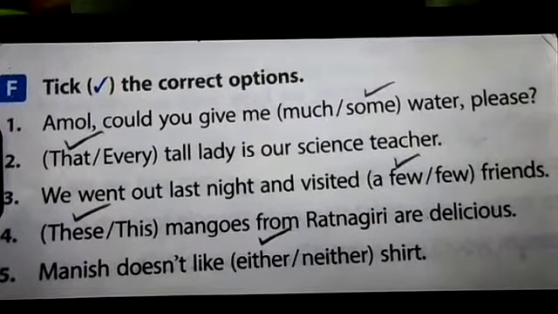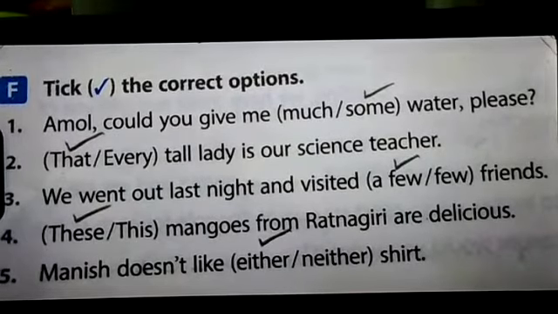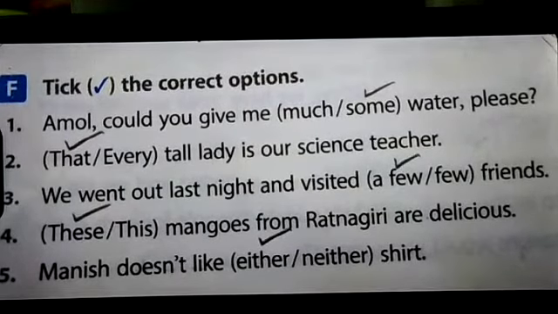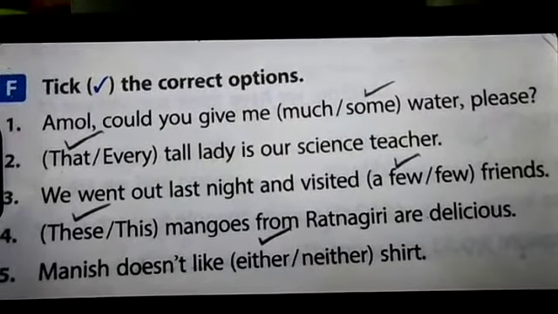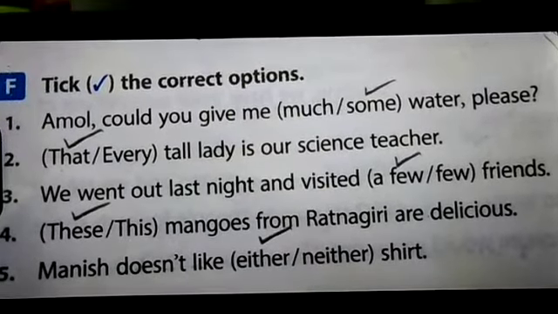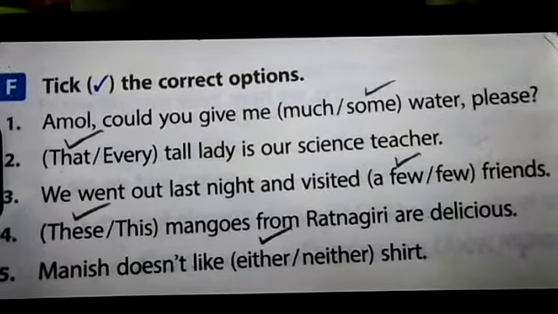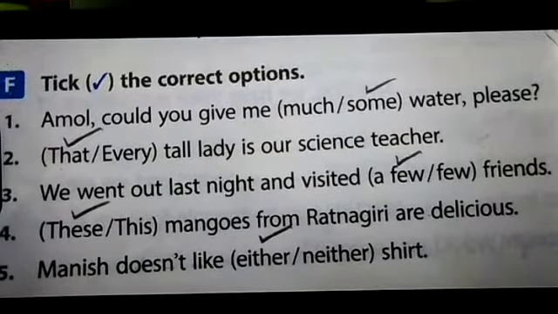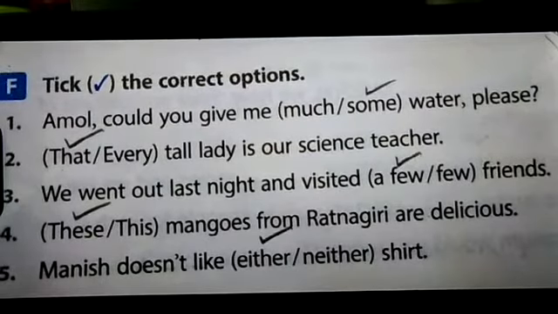Now take the correct options. Amol, could you give me some water please? Second one, that tall lady is our science teacher. Third one, we went out last night and visited a few friends. See here, a few means some friends, few means not, no one. Fourth one, these mangoes from Ratnagiri are delicious. Fifth one, Manish doesn't like either shirt. So there are 2 shirts, he doesn't like either.